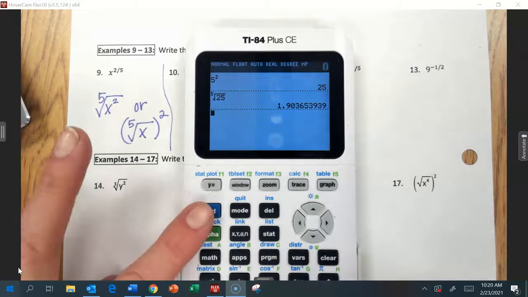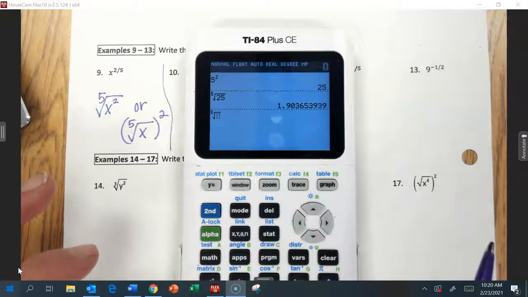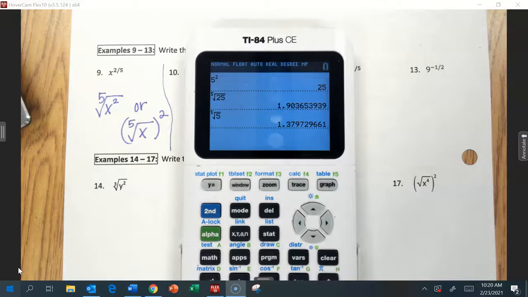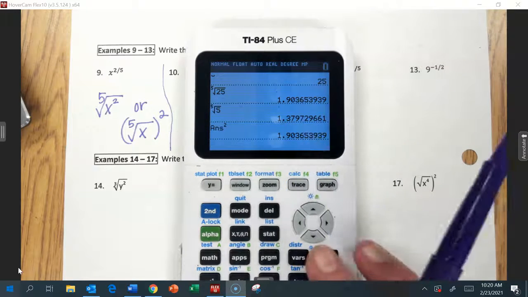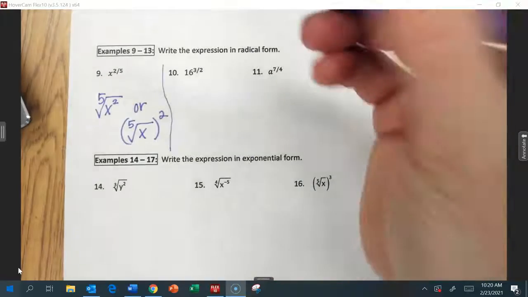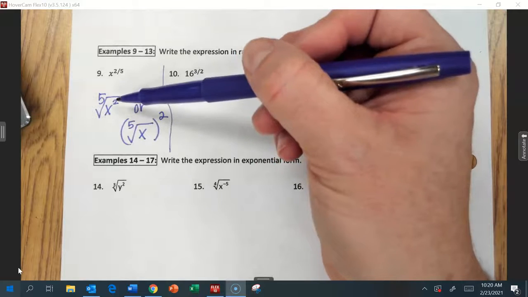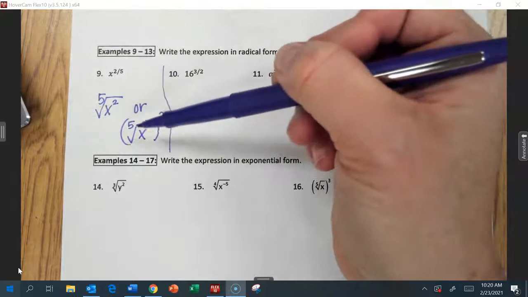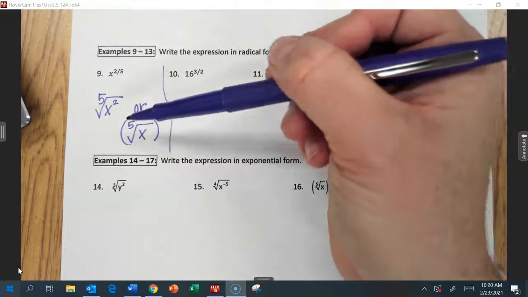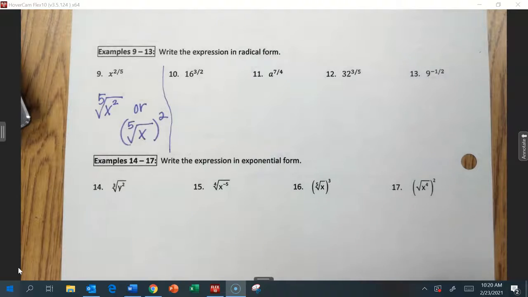Remember, I let x be 5. I could take the fifth root of 5 and then take that to the second power, and you'll notice I'm still getting that 1.903. The reason that some students like to do it this way is that if you don't have a large number, it might be easy to square first and then take the fifth root. But if you have a number that you can go ahead and take the fifth root of, it might be better to do it that way. So I don't want you to feel like either one of these is different. Those are equivalent expressions, just written a little bit differently.